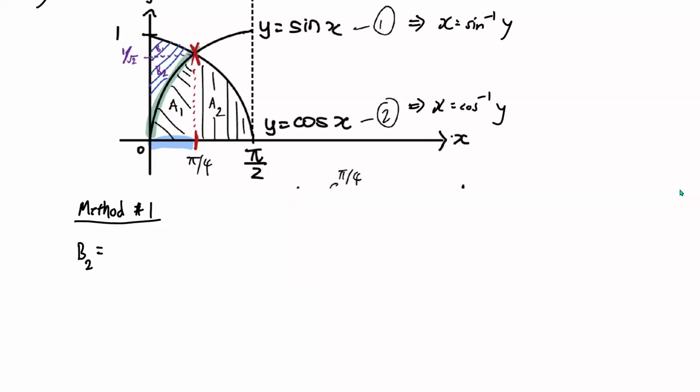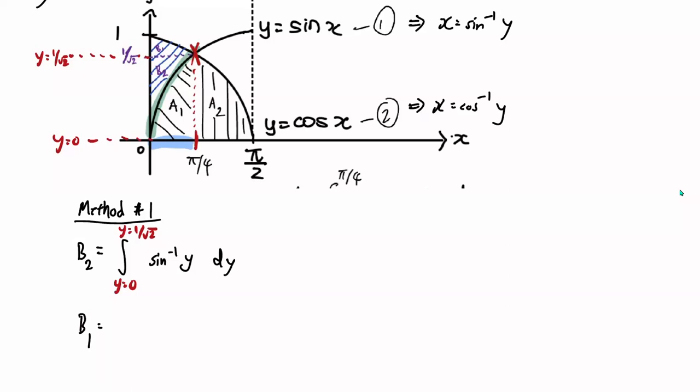Then for B2, you realize that it's underneath the x equals sine inverse and this x equals 0. So that means that you have to integrate from here to here, which is y equals 0 to y equals 1 over root 2, right? So you label y equals 0, y equals 1 over root 2. Then you integrate across the function sine inverse of y dy.